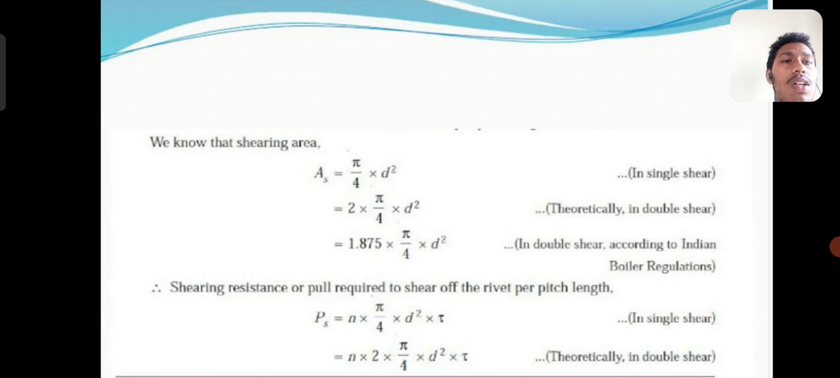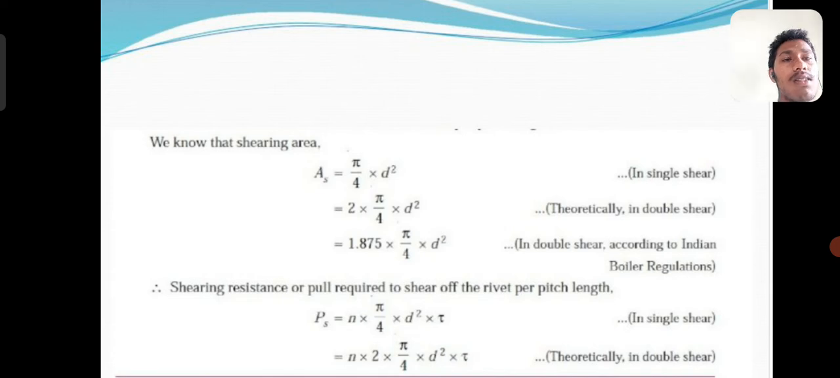And in total there are about 3 shearing areas as shown, where AS is equal to pi by 4 into d square, and 2 into pi by 4 into d square, and 1.875 into pi by 4 into d square, in which double shear occurs according to the boiler regulations, and 2 into pi by 4 into d square is known as the double shear in a theoretical manner.